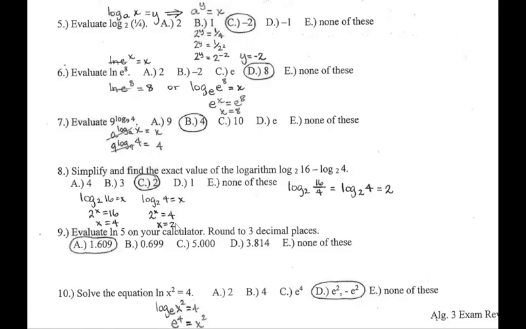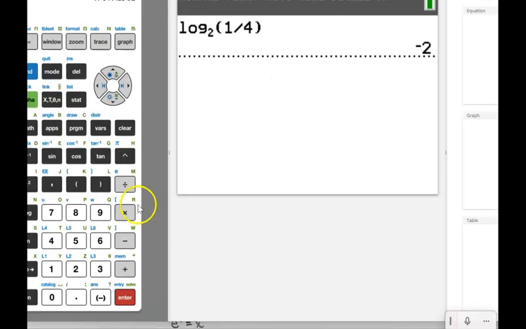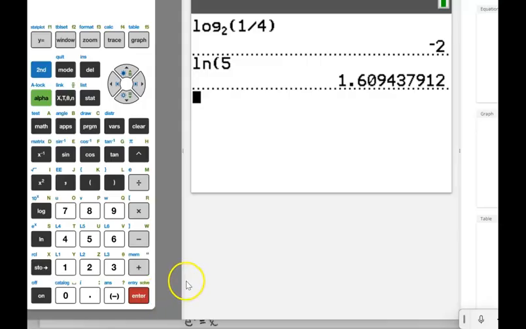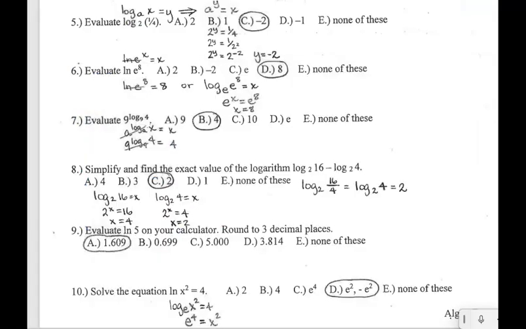All right, then for the next one, they ask us to do ln 5 on our calculator. Remember that here's your ln button. So we're just going to do ln 5, and then we'll round to however many decimal places they ask us to.